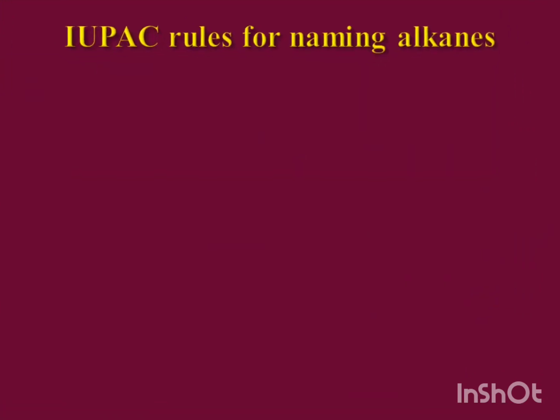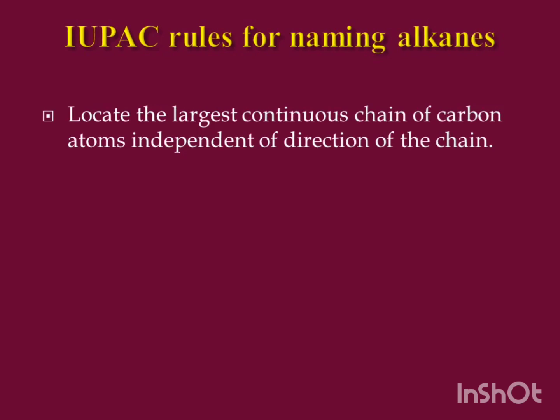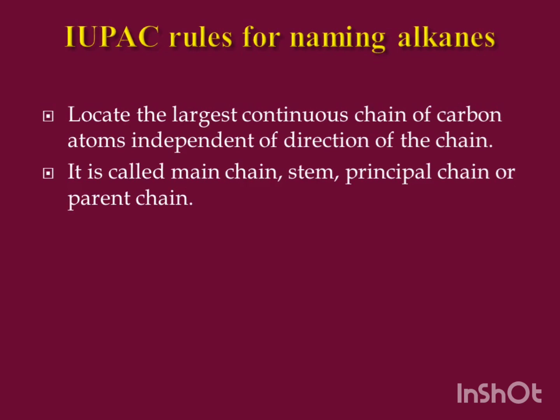Students, now let us start the IUPAC rules for naming alkanes. These are very important rules, so please pay attention. The first rule says, locate the largest continuous chain of carbon atoms independent of the direction of the chain. Whenever you look at a molecule, it might be branched. So, independent of direction, you have to select the longest continuous chain, and that chain will be called the main chain, stem chain, principal chain, or the parent chain.